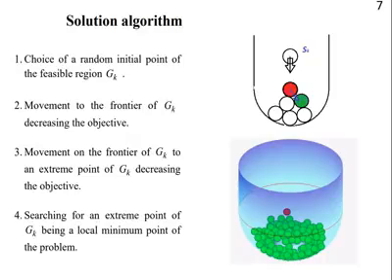The algorithm consists of the following stages. Random choice of an initial point of the feasible region. Movement to the frontier of the feasible region, decreasing the objective. Movement on the frontier of the feasible region to an extreme point, decreasing the objective. Searching for an extreme point, being a local minimum point. To improve the value of the objective of the auxiliary problem, we realize the multi-start method on each step, and choose the best local minimum.